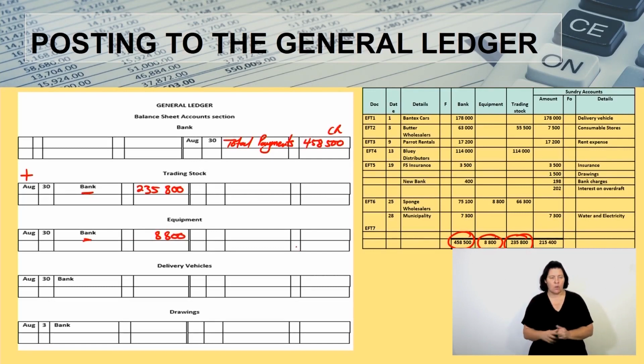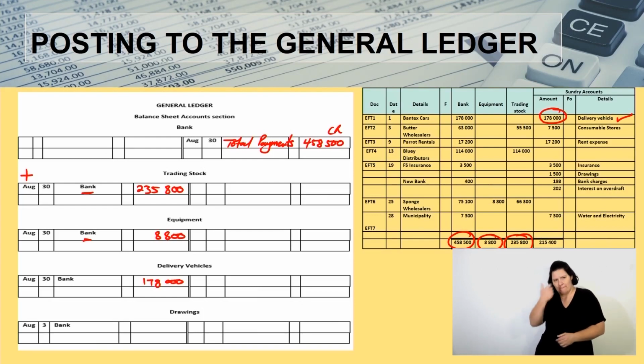8,800. Remember, we purchased delivery vehicles. There they are. How much did we pay for them? 178,000. So I'm coming here. I've already written bank, 178,000.